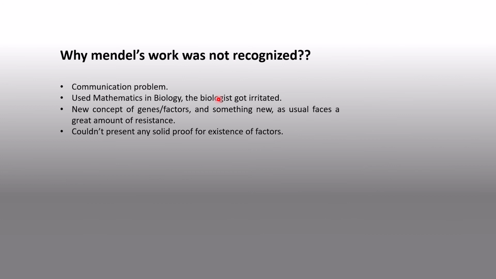So why was Mendel's work not recognized? Though Mendel carried out his experiments for 7 long years on Pisum sativum, his work was largely ignored by scientists at that time, which was due to a communication problem, and he used mathematics in biology, and the biologists got irritated. And a new concept of genes or factors, like anything new, faces a great amount of resistance, and he couldn't present any solid proof for the existence of factors.